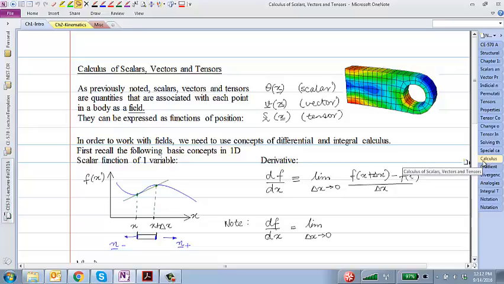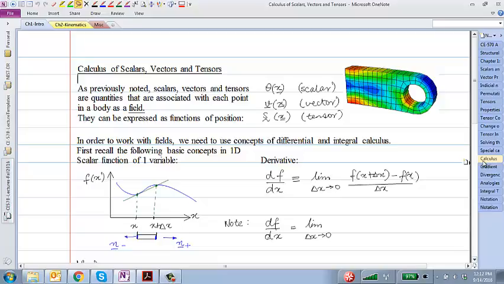All right, so we'll change gears here a little bit and talk about calculus of scalars, vectors, and tensors. We've been talking about, first of all, what these things are. We've talked about what these tensors are, something that acts on a bunch of vectors to give me another bunch of vectors. That's what a tensor is. But we usually don't work with just one scalar or tensor or vector quantity. We work with fields of these quantities, right? What does that possibly mean?